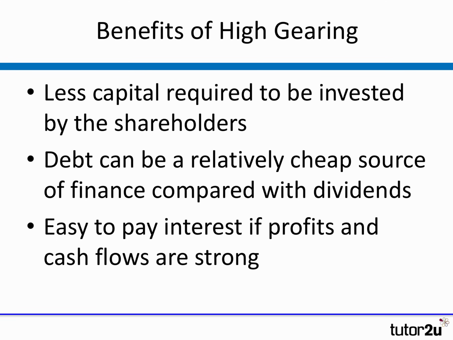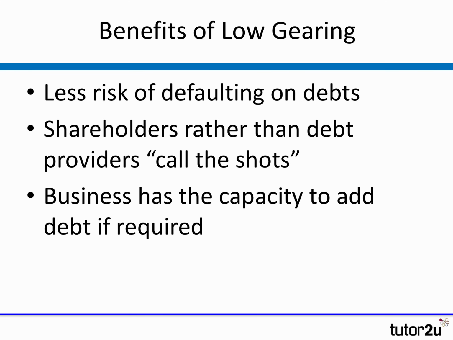High gearing is perfectly acceptable. In fact, it's a definite benefit for a business if the business has strong profits and strong cash flows, which make it easy to finance the debt, to pay the interest, and when the time comes, to pay the bank loan or the debt back. Many businesses with strong cash flows and strong profits have a high gearing percentage, and it's simply not a problem for them. However, there are some business benefits of having low gearing.